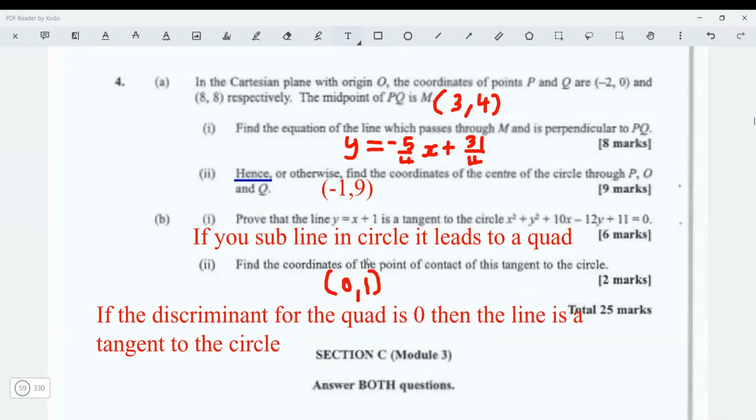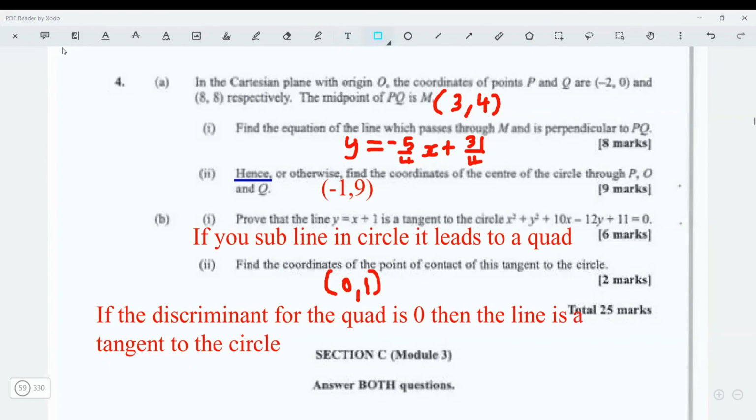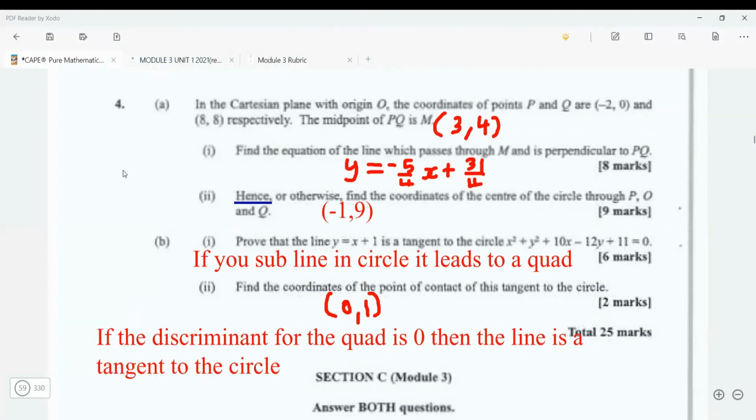Then in part 2, they want us to solve it. But we don't do two of them in one, so it's not a problem. We're nice. All right, so let's move on now to the next part of the question.